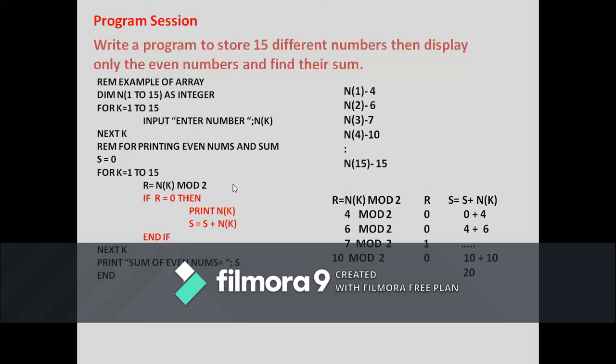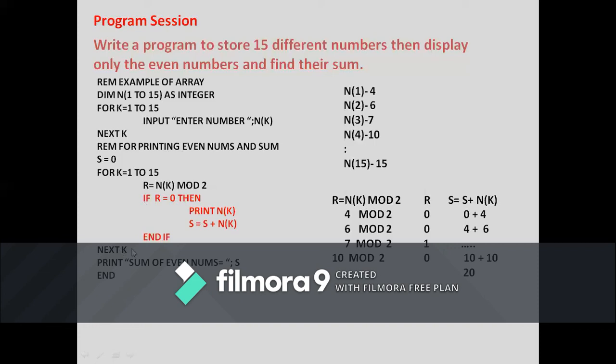In this way, it will check all 15 numbers and display the number on the screen if it is even, and it will find the sum with the help of this formula. If a number is odd, then it will go out of this block. The program does not enter the if block. So it won't print odd numbers and it won't find the sum of odd numbers. So by this block, it will check whether a number is even or not. If even, it will display that number and find the sum. And it will repeat 15 times.